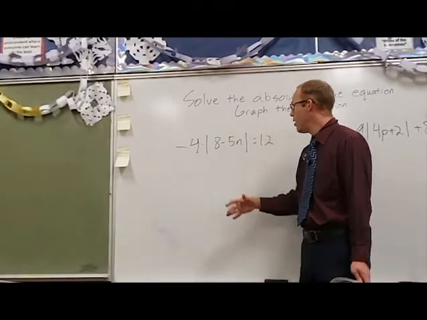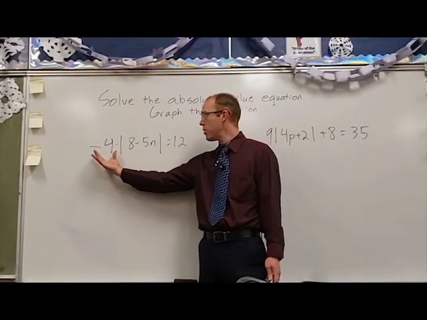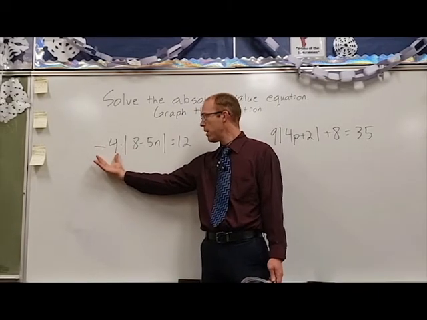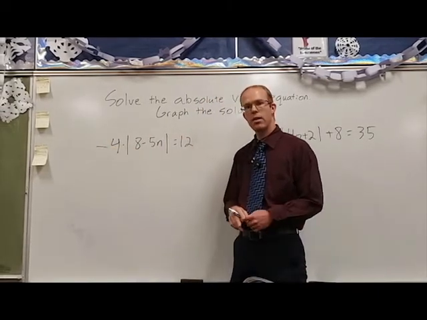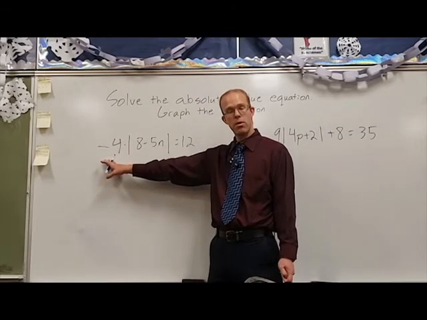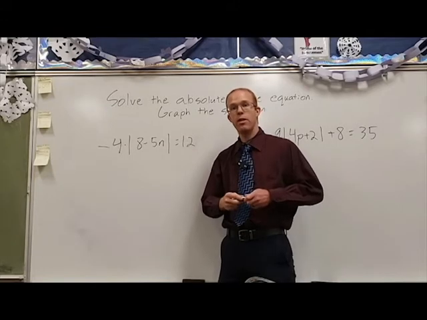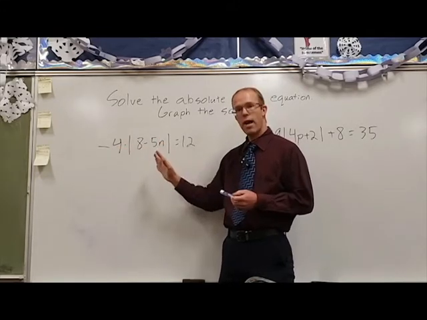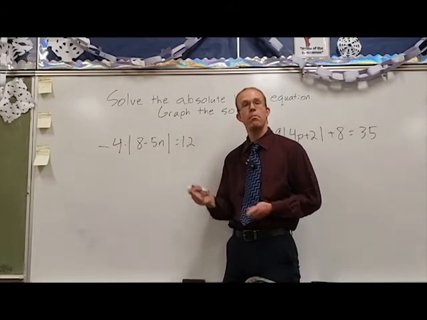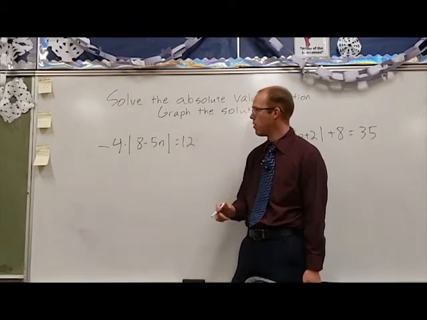So right here, we can see that we have the absolute value of 8 minus 5n, but we have this additional -4 being multiplied outside the absolute values. We need to eliminate that before we can set up our equation like we did before. This is something that I see people struggling with where they try to solve this without eliminating that first. Please get the absolute value by itself before you set up the two equations.